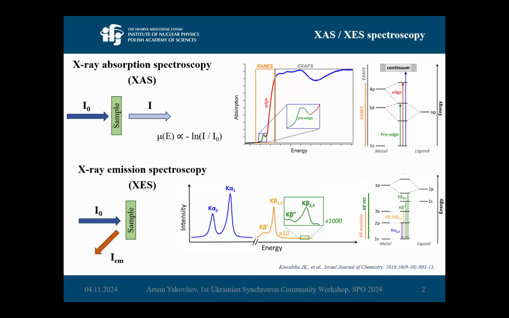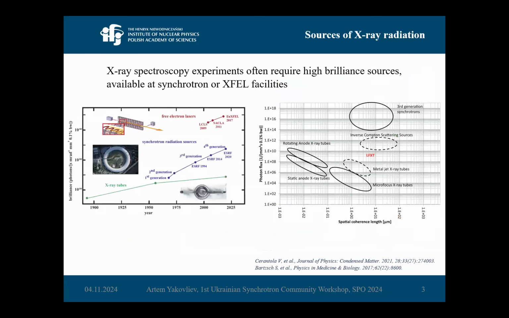And from both XAS and XES, we can get information about our atom of interest, about its chemical surroundings, and other types of information. And usually when we are talking about X-ray spectroscopy, we are talking about some kind of facility, either a synchrotron or the new X-ray free electron laser facilities. And why is that? Mostly because of the brilliance of such sources.